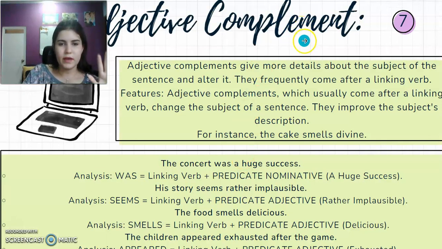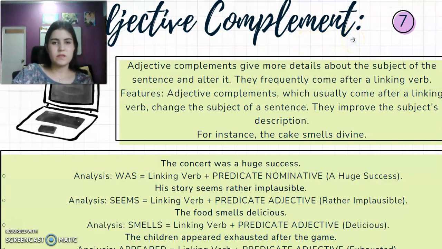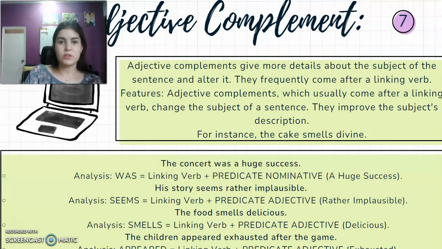Well, finally we have the adjective complement. The adjective is going to give you more details about the subject of a sentence and alter it. It frequently comes after the linking verb, as we see. In this case, we can see in the previous sentences how we can find these adjectives after the linking verb, especially when we're talking about the subject. Adjective complements, which usually come after the linking verb, change the subject of the sentence. They improve the subject description.